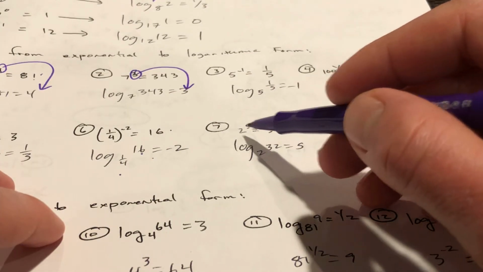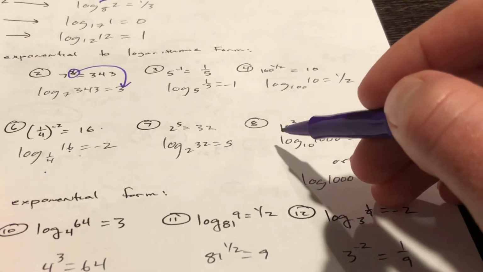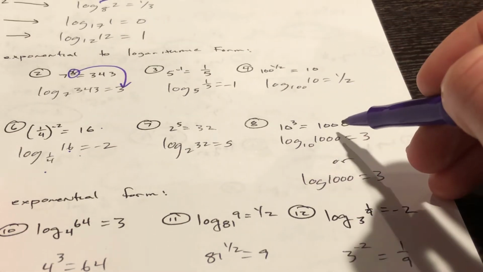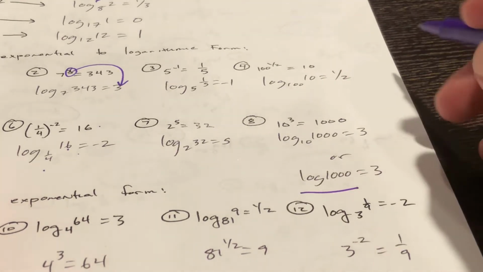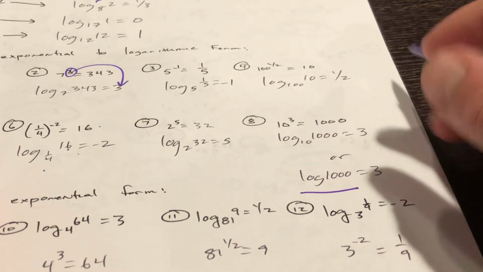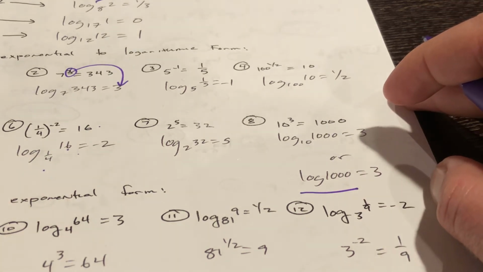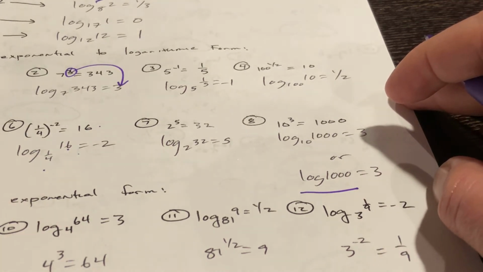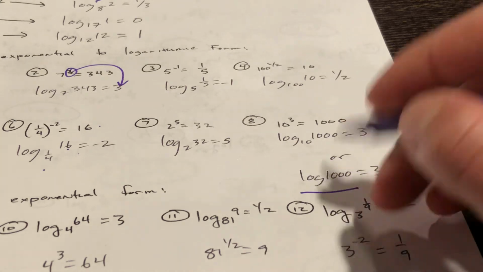Log base 2 of the answer 32 equals 5, the exponent. Log base 10 of the answer 1000 equals 3. Also, your calculator, the log button, if there's no base shown there, which your calculator doesn't, it's implied 10. So log 1000, that's log base 10. If you type in log 100 in your calculator, it's going to say 2. Log 10, it's going to say 1. If you just see something that says log, the implied base is 10.